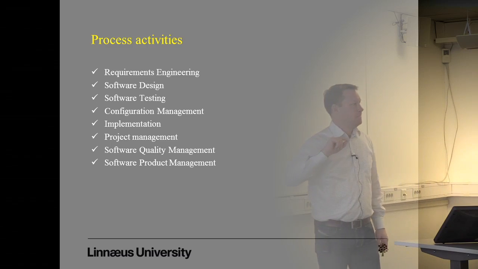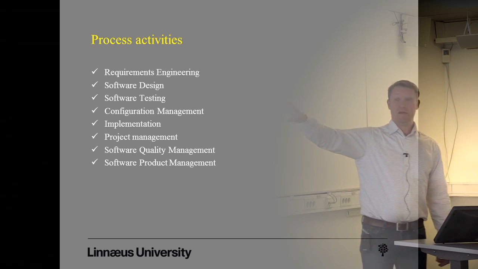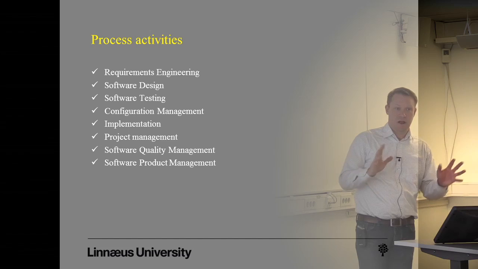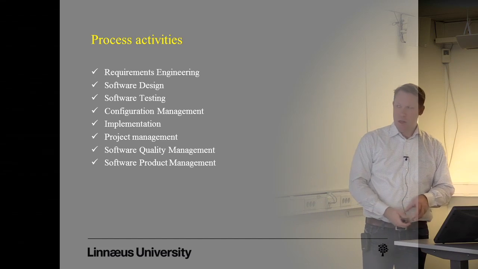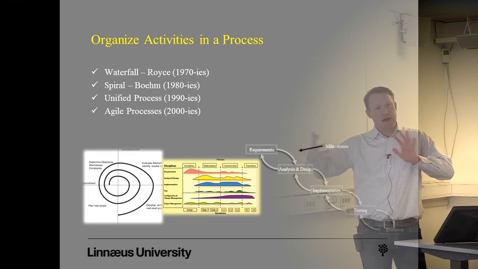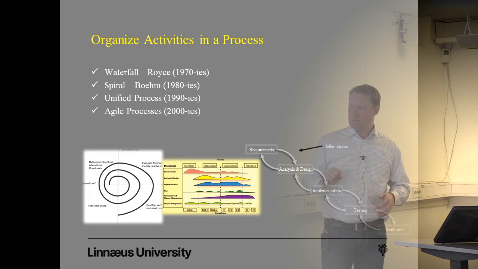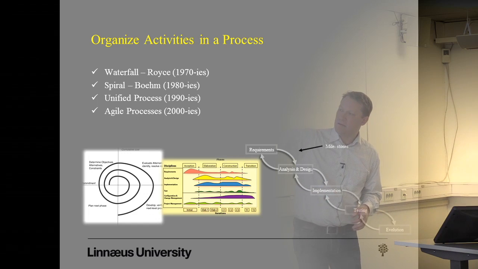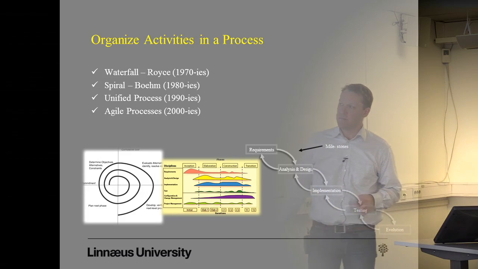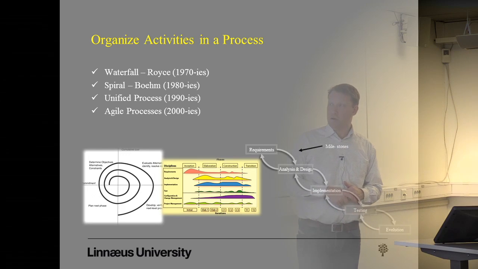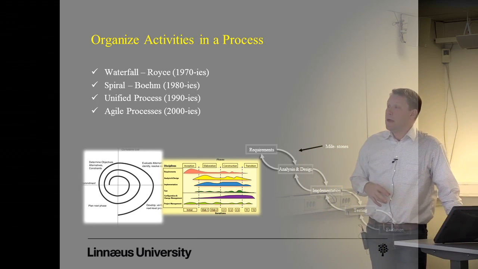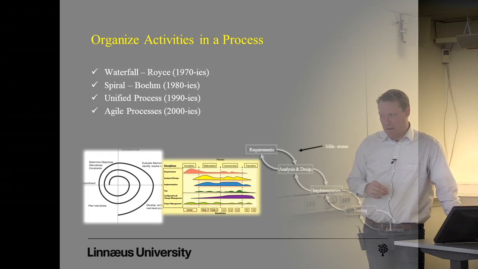The first challenge here is to look at the interactions of these parts that we have in our development system. So we do that using different process models. So we can organize these activities differently, and I listed some famous processes. The waterfall process from the 1970s, the spiral model by Barry Boehm from the 80s, the unified process from the 1990s, and then the agile movement during the early 2000s.